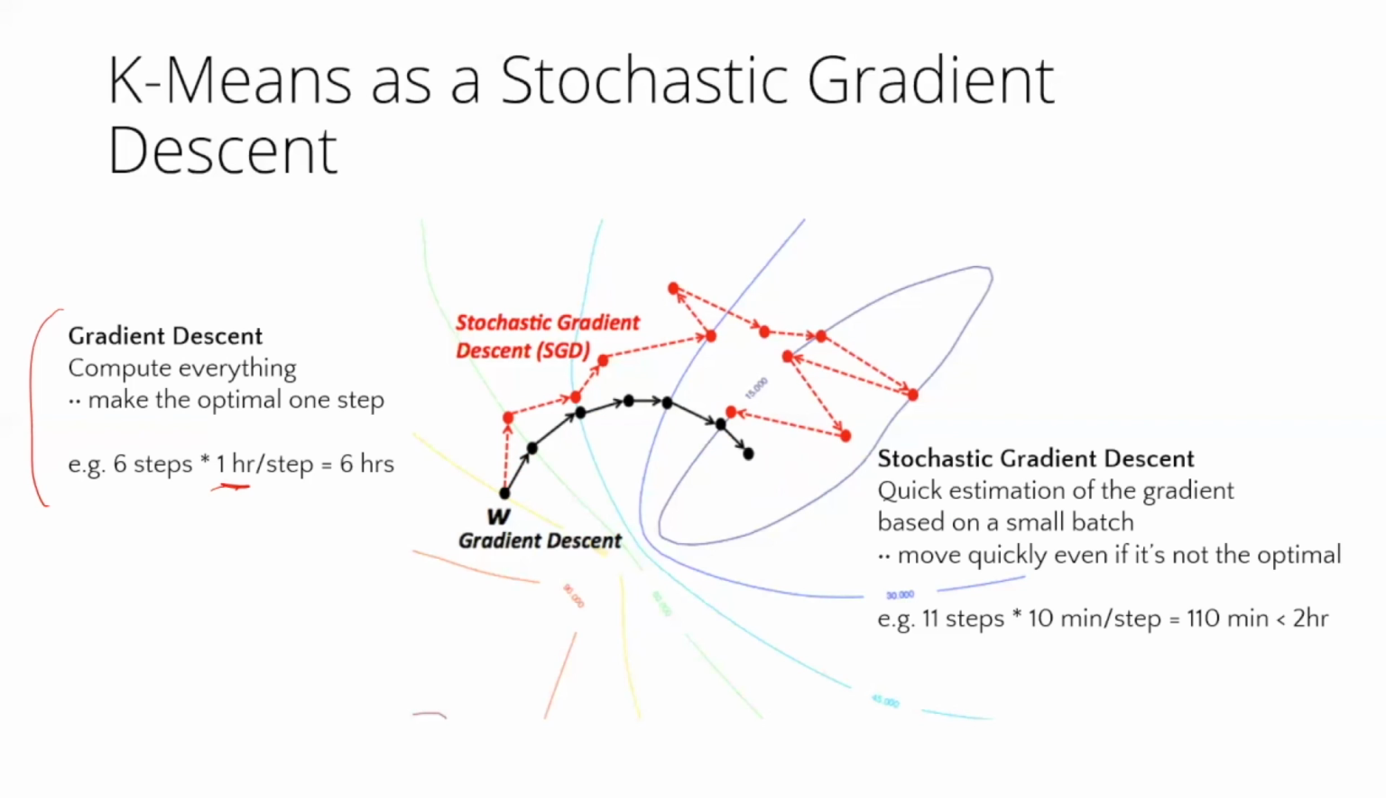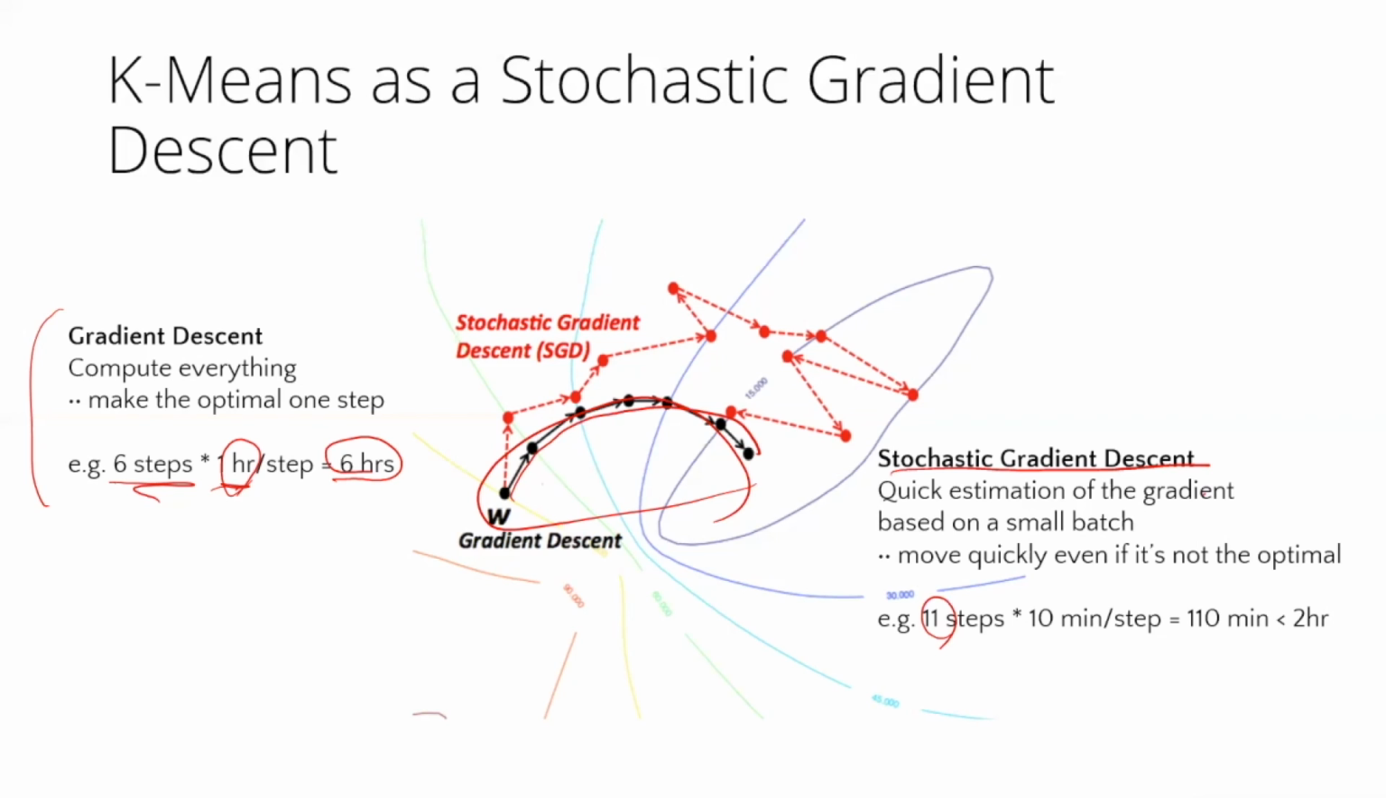So let's say in this hypothetical example, we have 6 steps, and each step takes about an hour of computation. That means we have 6 hours of computation required to compute the exact gradient descent. On the other hand, in stochastic gradient descent, because of the inaccuracy in the gradient computation, instead of only 6 steps, let's say it takes much more than 6 steps. So it doubles, for example, to 11 steps.